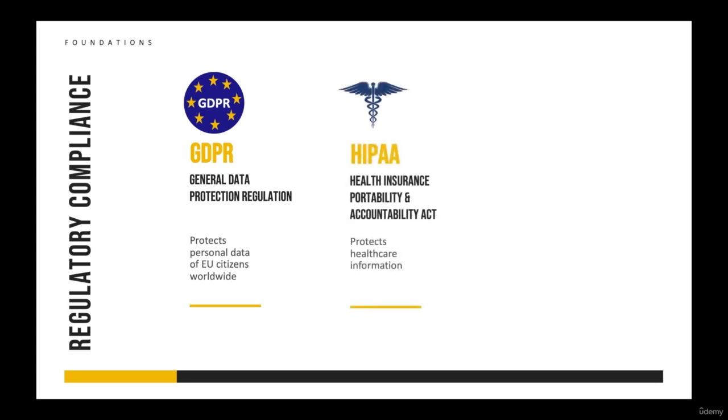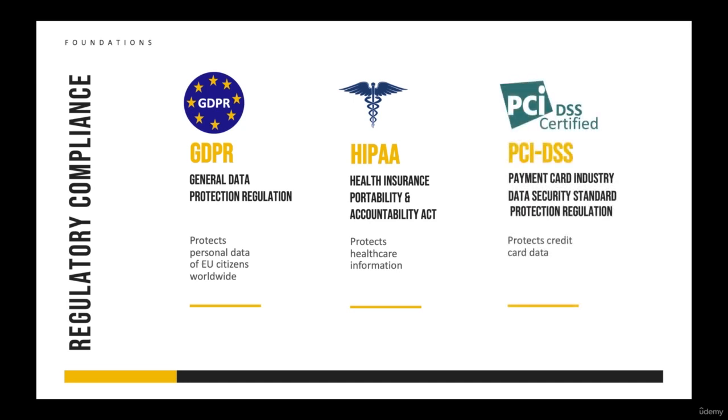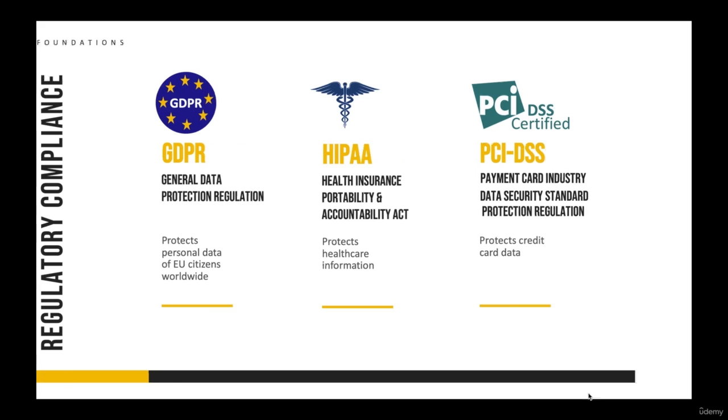The next one is HIPAA, which stands for Health Insurance Portability and Accountability Act. Now, this is aimed at protecting healthcare information. And the third one is PCI-DSS, which is Payment Card Industry Data Security Standard Protection Regulation. And it is aimed at protecting credit card data. We are now going to have a more detailed look at each of these regulations.